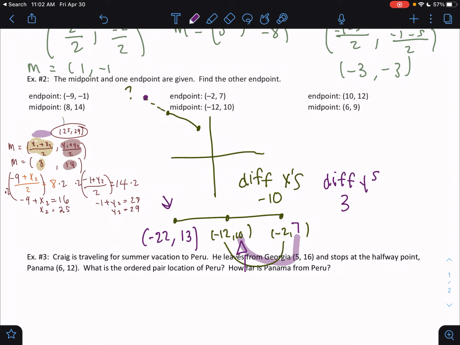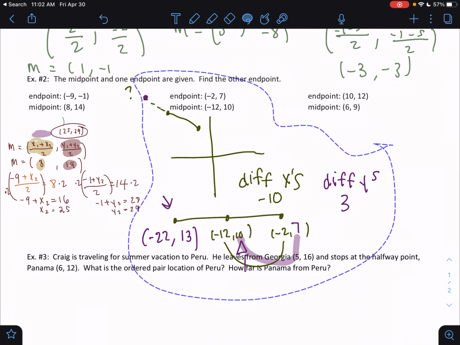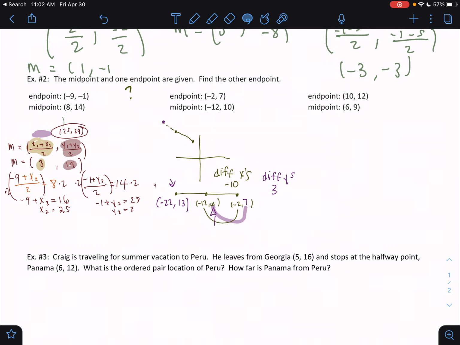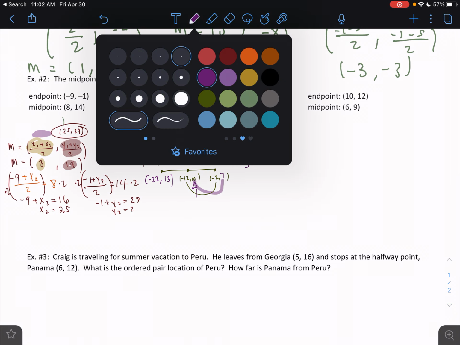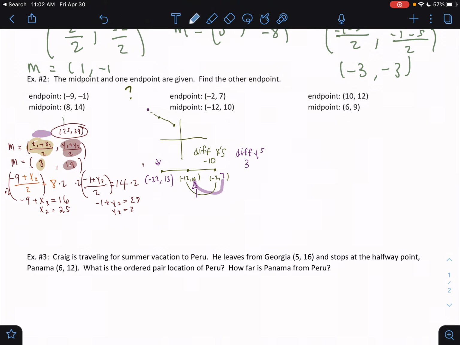And that's just looking and making sure that the difference between the x's and the difference between the y's are the same. So if you forget that formula, that's another way that we can look at that. But let's go back and just use the formula again for this last one. So use our midpoint formula.